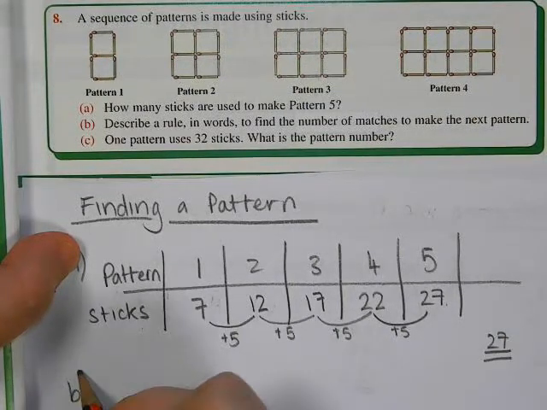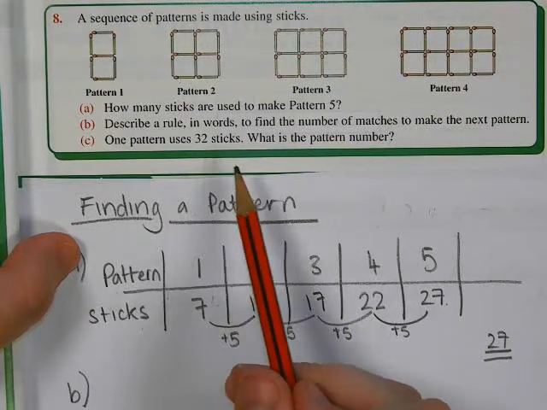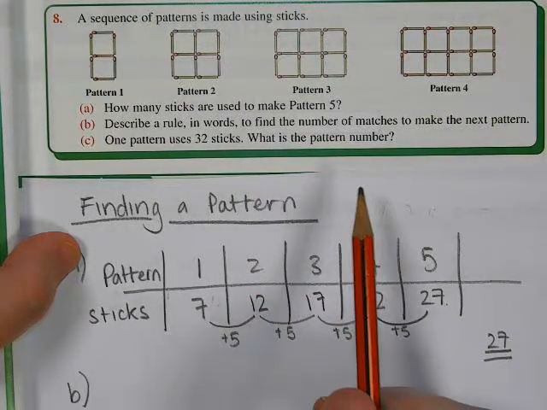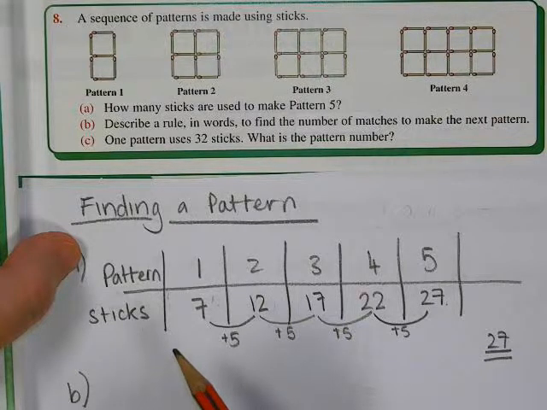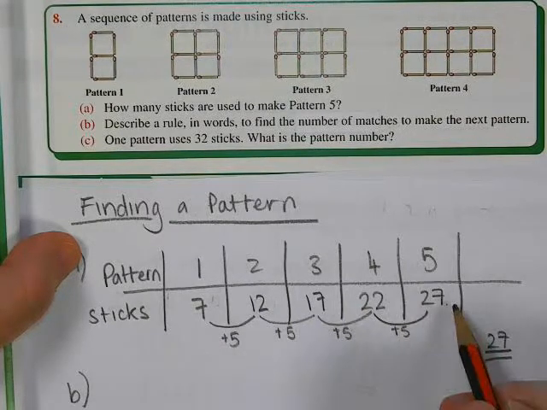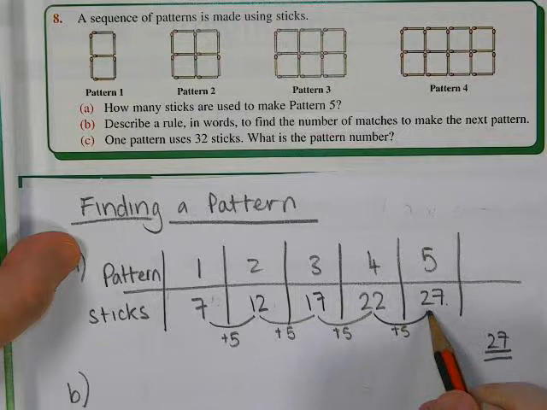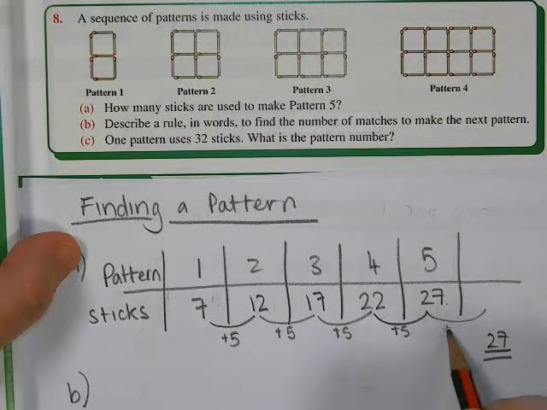For part B, we're asked to describe a rule in words to find the number of matches to make the next pattern. So to make the next pattern, the one after 5, our rule was simply add 5 on.